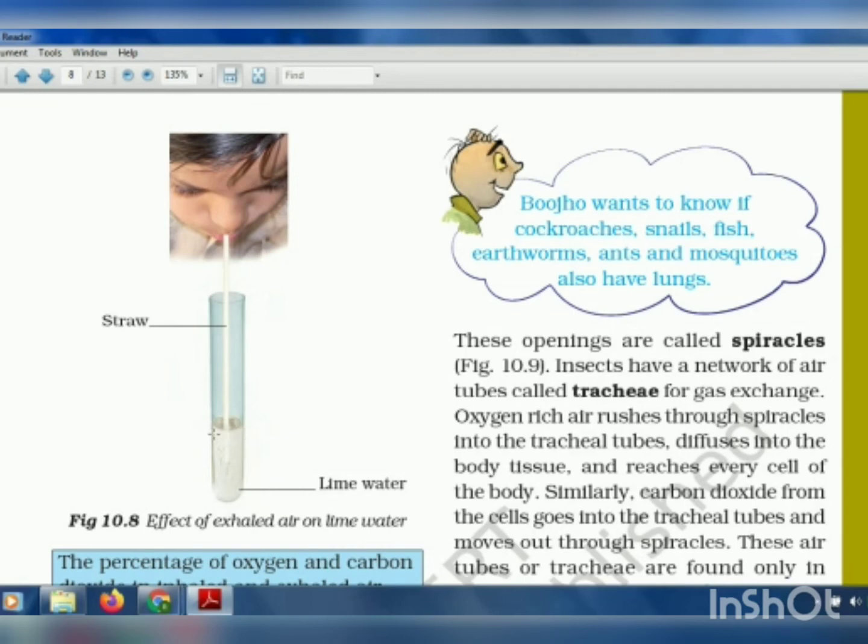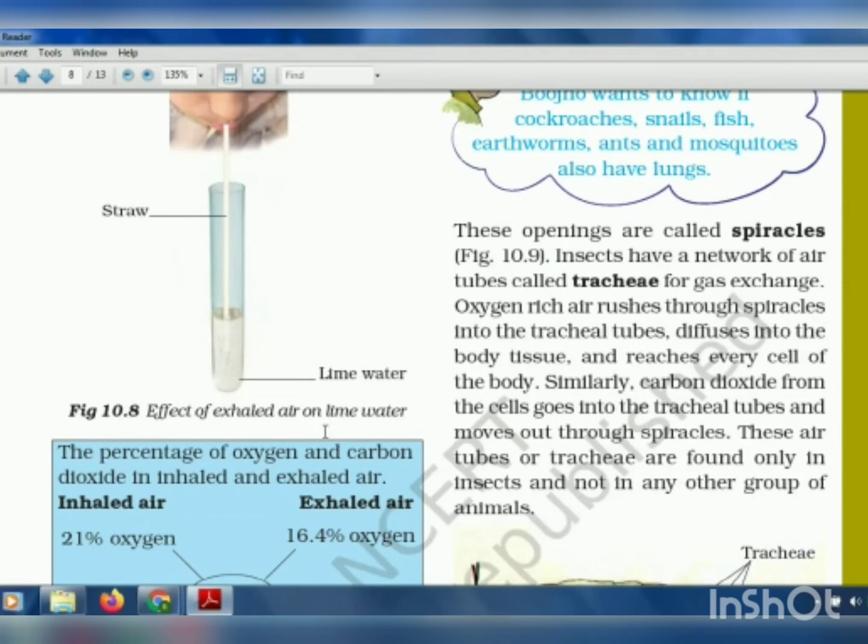Now when the lime water turns milky, it means that there is carbon dioxide in the air that we are blowing through the straw into the test tube. So when the lime water comes in contact with carbon dioxide, it reacts and gives us calcium carbonate, which makes the lime water milky white in color. So this experiment shows that the air that we breathe out contains carbon dioxide. Okay, so we come to an end here.